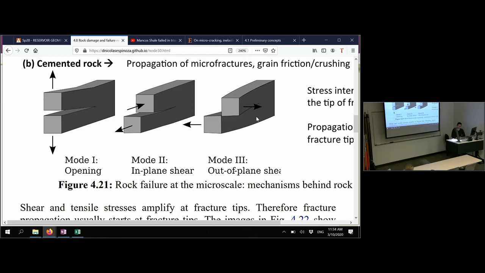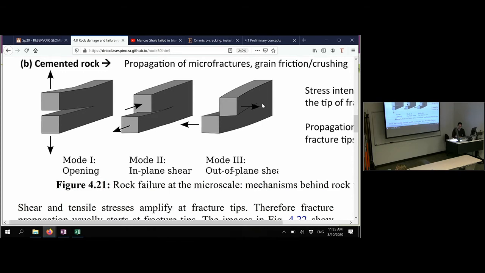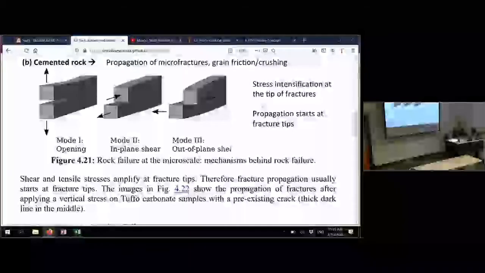And the other one is called mode 3 or tearing mode, in which the forces are applied on the plane of the fracture but perpendicular to the direction of propagation. And this is going to make a fracture also propagate here at the tip of the fracture, but in shear. And these three modes happen when you break a rock and when you load it.